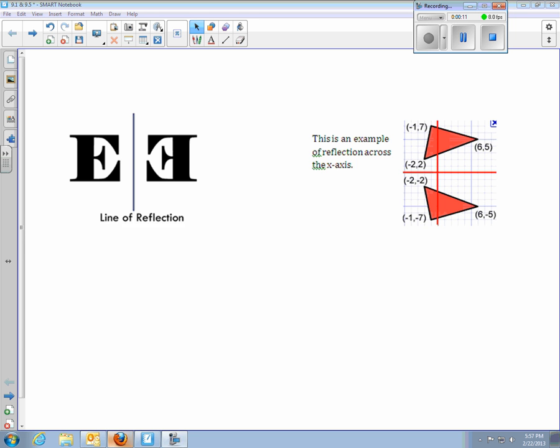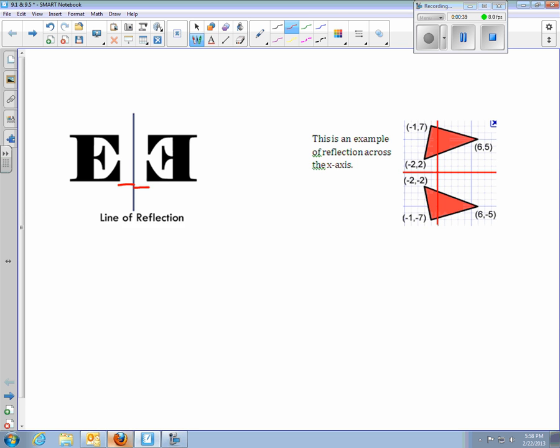So if we look here at our first two examples, we see the E and the backwards E, and they have what's called the line of reflection in the middle. And when you have the line of reflection, the image and the pre-image, so the pre-image is the original thing, are the same distance from the line of reflection. So if we actually measured that to there, those would be the same measurement.